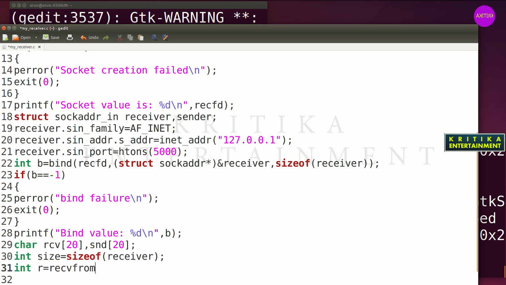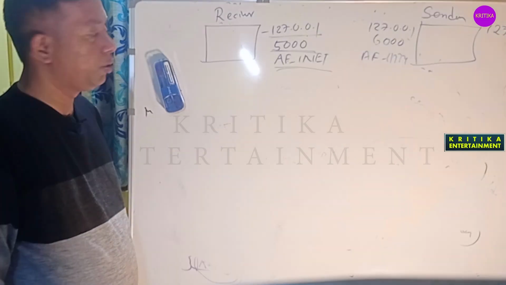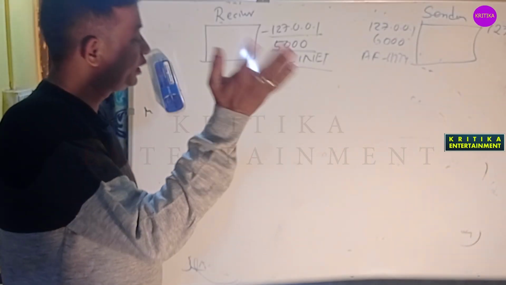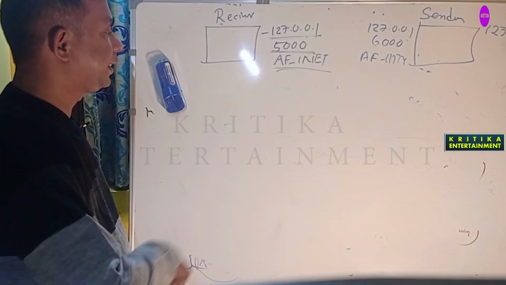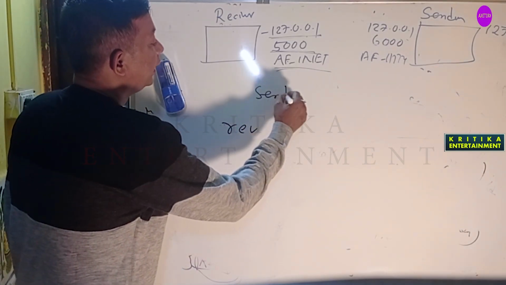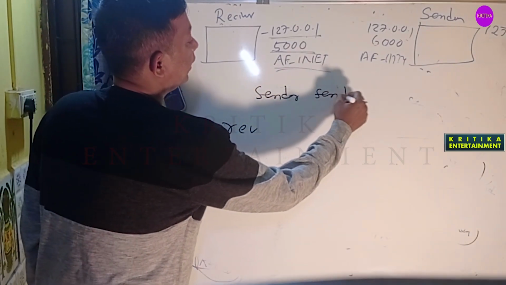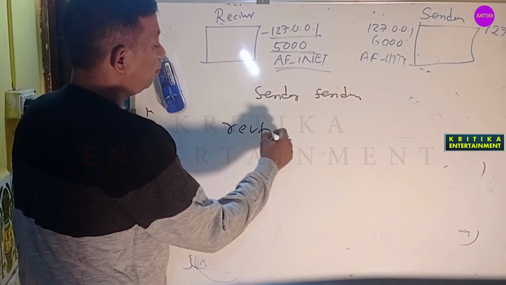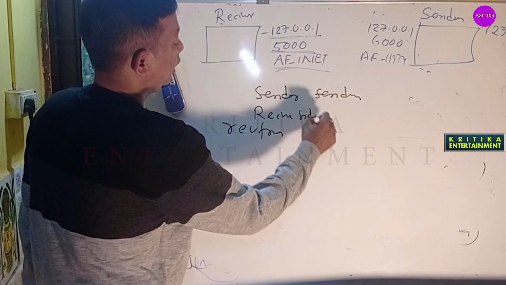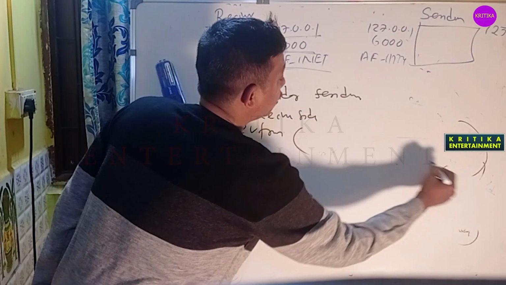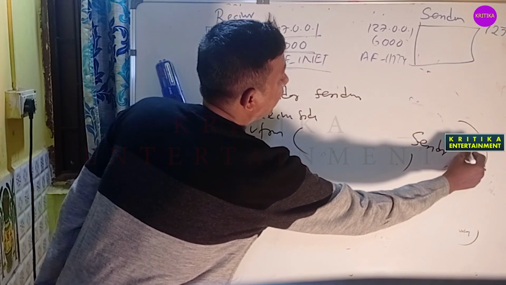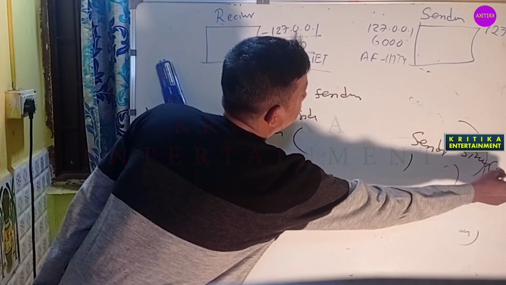Like sendto, it also takes 6 arguments. Though the receiver is receiving and the sender is sending, you will write it in the sender's part. So receive from, on the receiver side, you will pass the last 2 arguments as sender and size of sender.